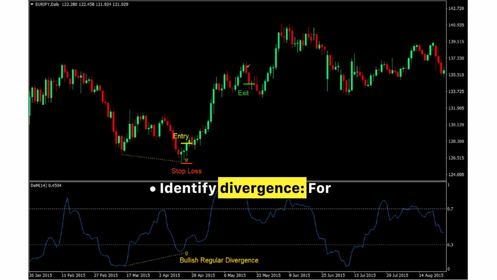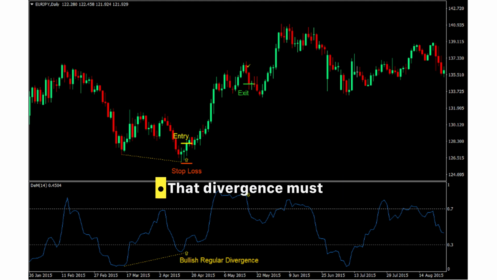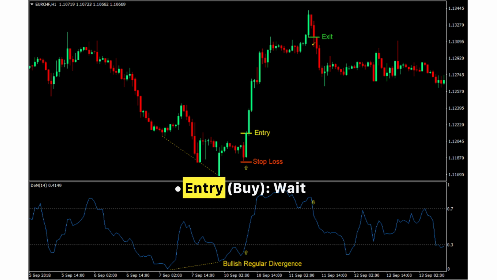Identify divergence. For a bullish reversal, price makes a lower low, but DM makes a higher low, i.e. Bullish Regular Divergence. That divergence must form when DM is in the oversold zone, below 0.3. Entry, buy. Wait for the DEM line to cross back above 0.3 and the price candle closes bullish.